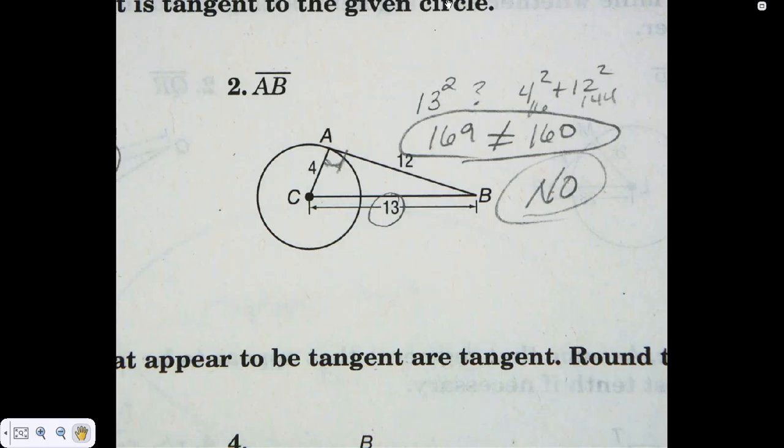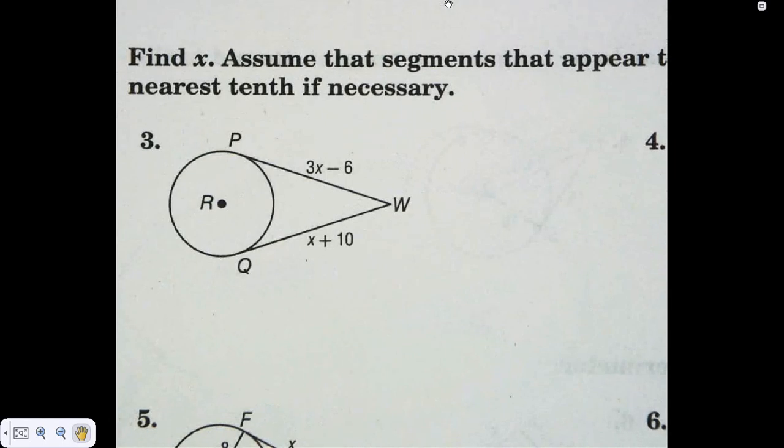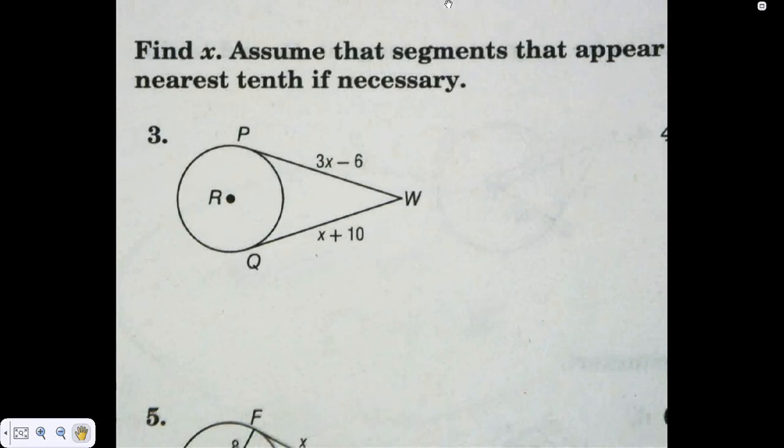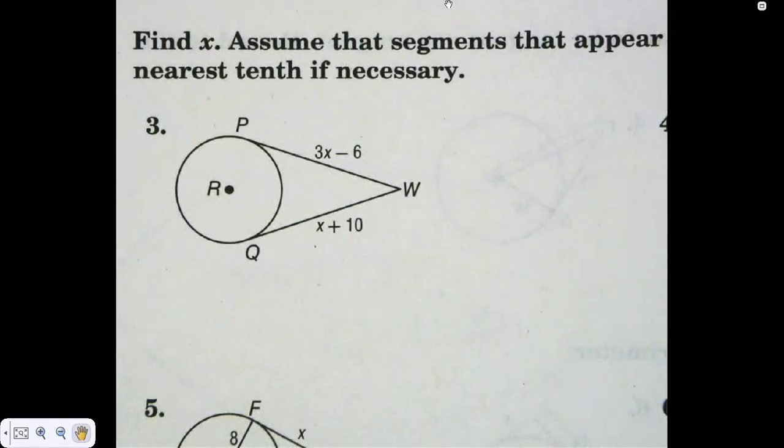Now, moving on, I'll zoom out and let you guys copy this all down. I'd rather you just watch. Let's look at this one right here. It says find x. Assume that the segments you see are tangents. Round to the nearest tenth if necessary.